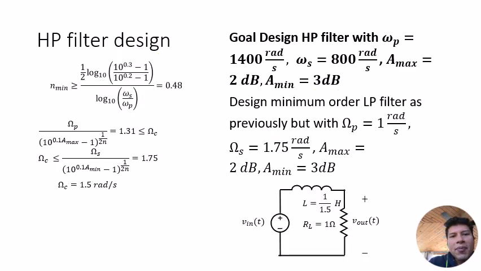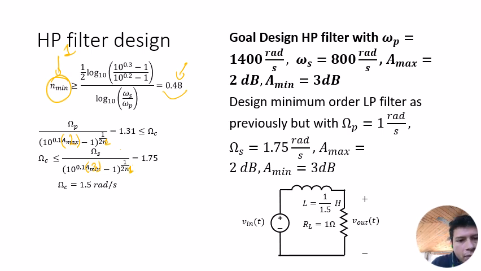Okay, so I plugged it into the calculator. This is actually the same expression as before, except since I had a calculator, I calculated and it was 0.48, which means that my lowest order I can use is 1, because remember you have to round to the next highest integer. And so then I'm going to plug in 1 for this, 1 for this, and then for A max, I'm going to plug in 2. And then for A min, I'm going to plug in 3.